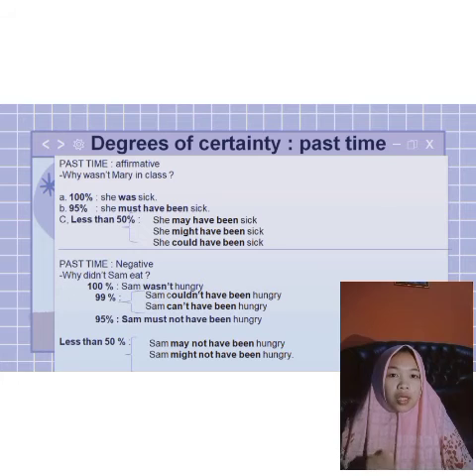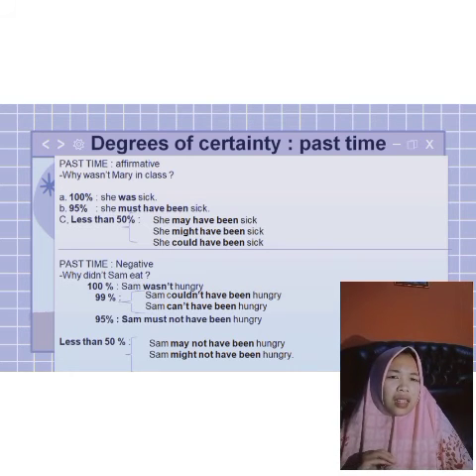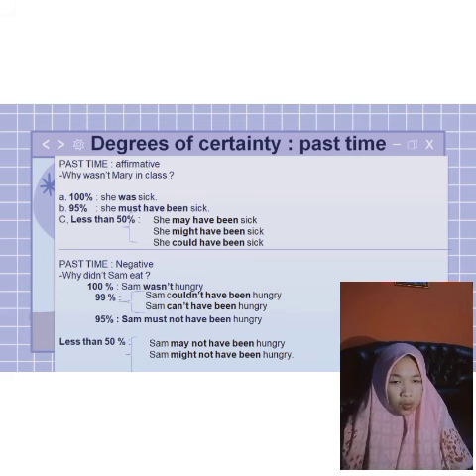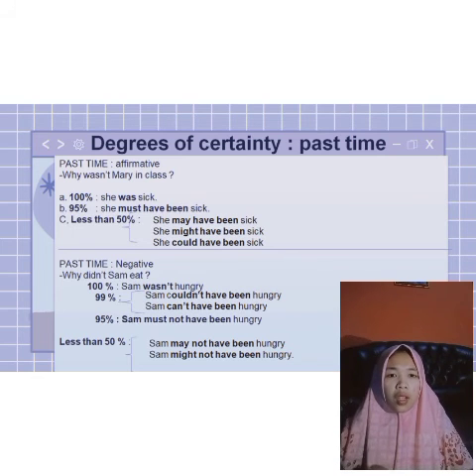And the last material is about degrees of certainty, past time. Let's see in the slide. There are examples about this. In example A, the meaning is the speaker is sure. In B, the meaning is that the speaker is making a logical conclusion. For example, I saw Mary yesterday and found out that she was sick. I assume that is the reason why she was absent. I can't think of another good reason.